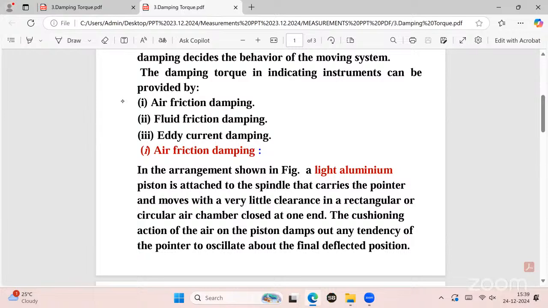Controlling torque is divided into two types. What are they? Spring control and gravity control. The last one is damping torque, which is divided into three types: air friction, fluid friction, and eddy current damping. If you write all those things, it is a single 10 marks question. My notes are enough, with 4 to 5 points.